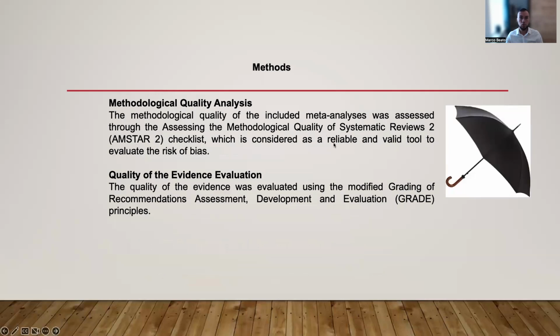About the methodological quality analysis, the methodological quality of the included meta-analyses was assessed through the AMSTAR 2 checklist, which is considered a reliable and valid tool to evaluate the risk of bias. Instead, the quality of the evidence was assessed by the GRADE scale. However, because of the complexity of this scale and the duration of this presentation, I have not reported the results in this presentation. However, you can find them in the published paper, which I suggest you read.